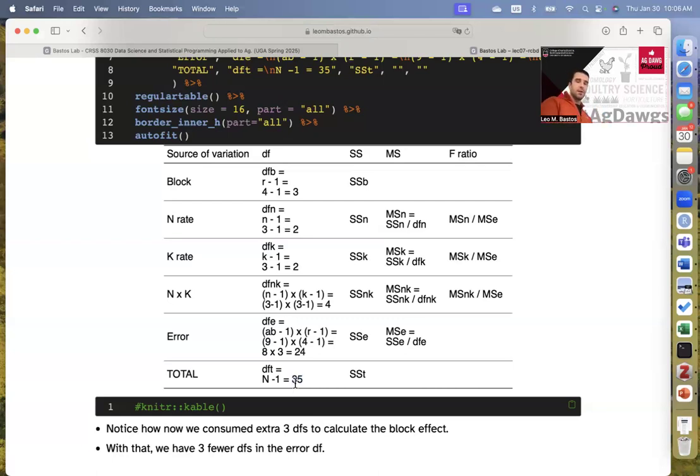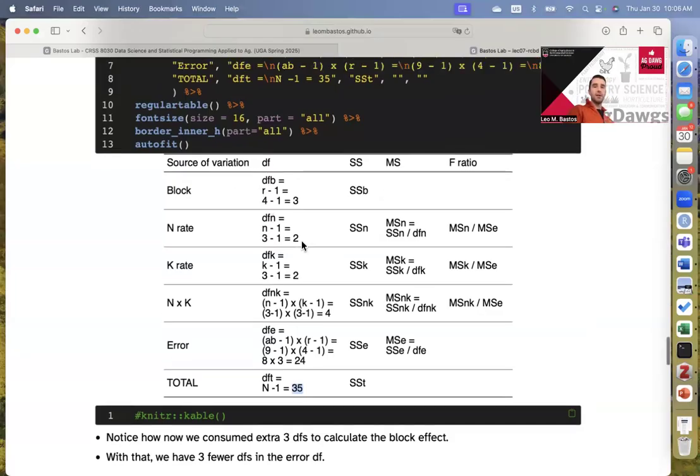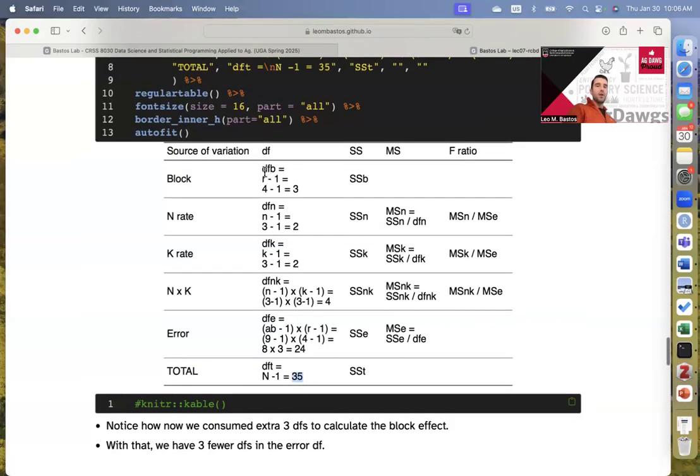All right, so we know we have 35 pieces of information to play with here. Let's see how we're distributing that in degrees of freedom here in our ANOVA table. So we're always going to do the number of levels minus 1. So we know for block, we have 4 blocks. Minus 1, we get 3 degrees of freedom to estimate the effect of block. So from those 35, we consume 3 for block.